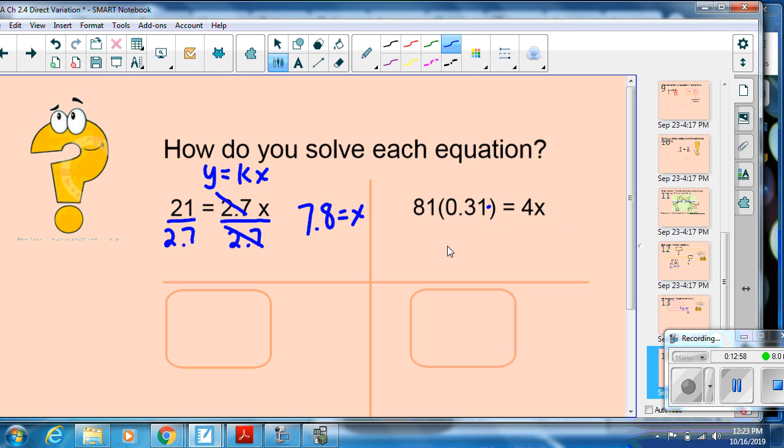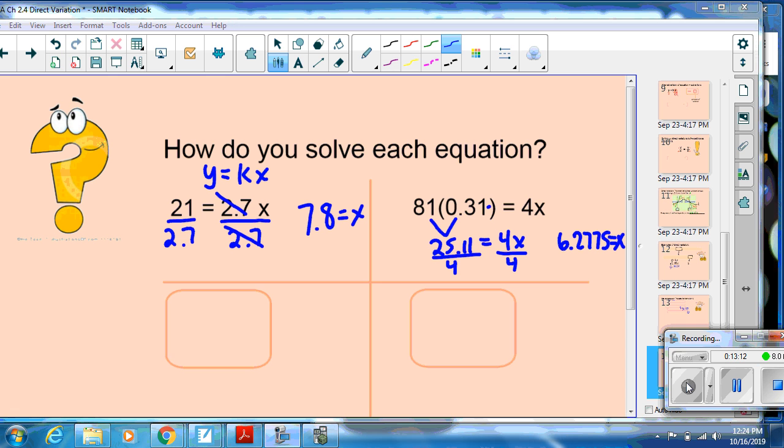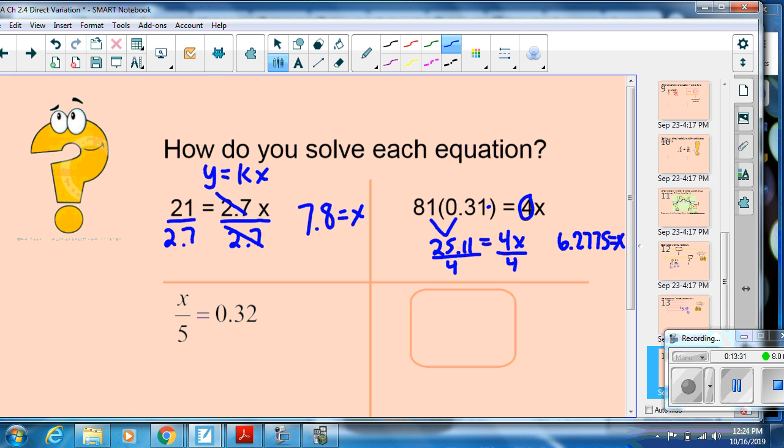All right, how would I solve this one? For this one, I have some multiplication to do. So I'm going to do 81 times 0.31, or 31 hundredths, and that equals 4x. I'm going to pause again and see if you can come up with that solution. For this one, I would have multiplied my 81 times 0.31 to get 25.11. And then my second step would have been to divide by 4 in order to get x alone. And I end up with 6.2775 equals x.